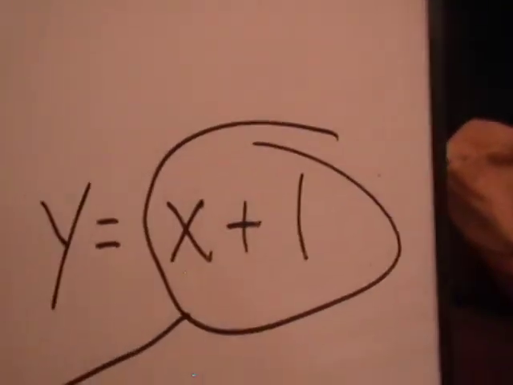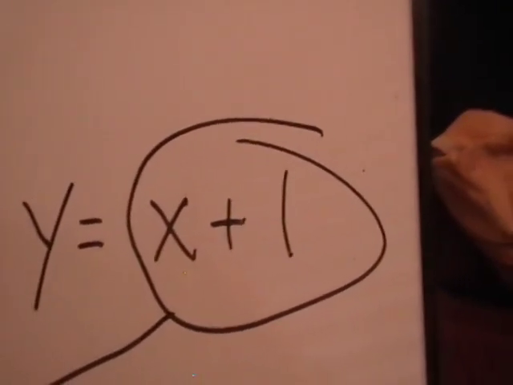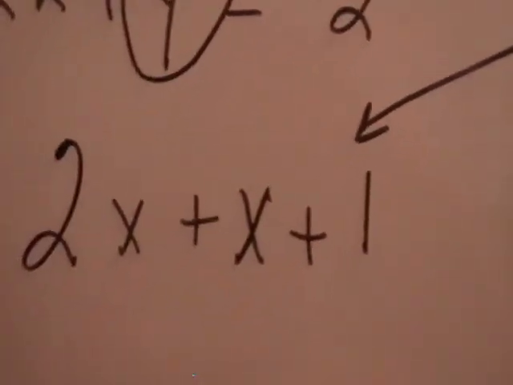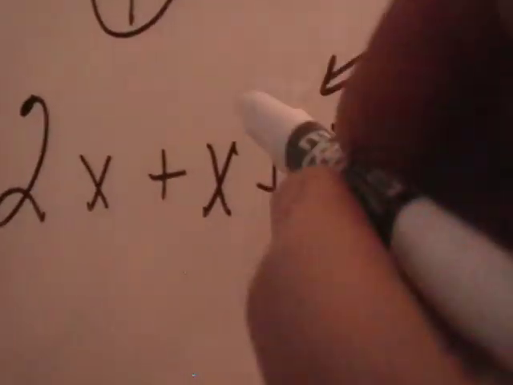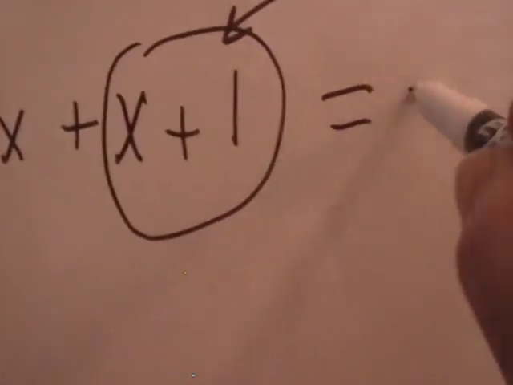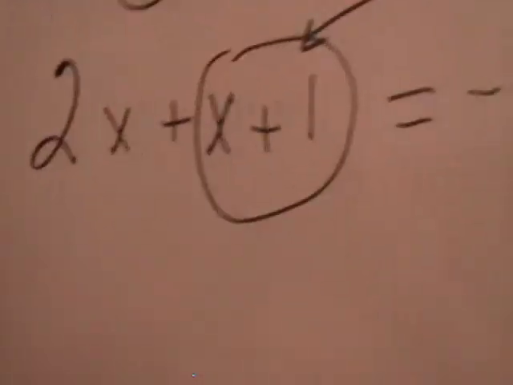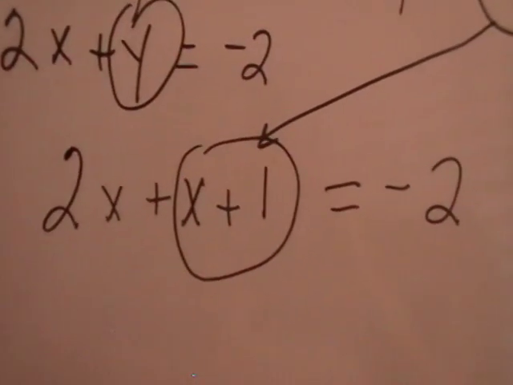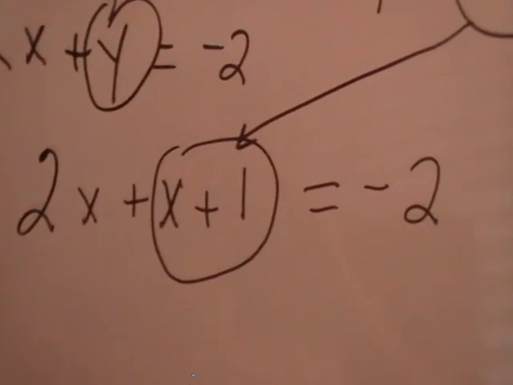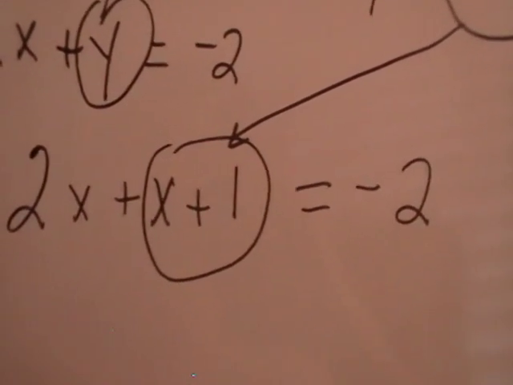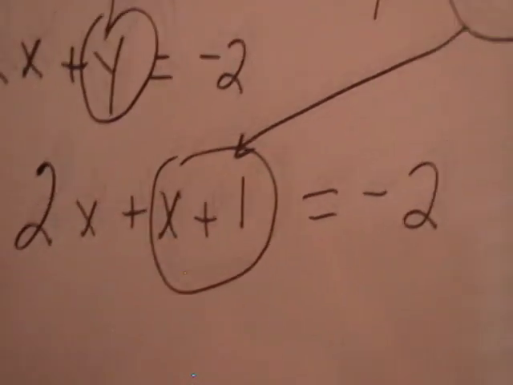We have found the value of y to be x plus 1. So every time I have a y, I am just going to stick it right in there. So there's that x plus 1, and then equals -2. Now, earlier in the year, we had to make sure that we grouped all of our x's together, all of our y's together, and all of our whole numbers together. So we want to do that.